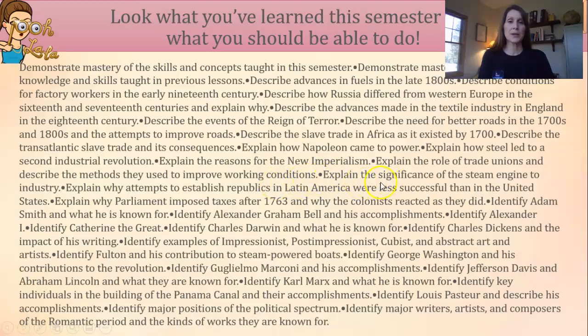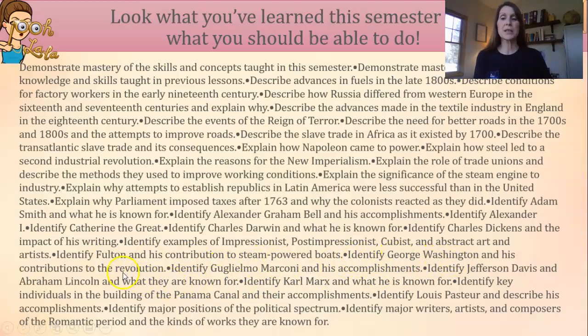I'm losing my place here. Explain the significance of the steam engine to industry, and why attempts to establish republics in Latin America were less successful than in the United States. Explain why Parliament imposed taxes after 1763 and why colonists reacted as they did. Identify Adam Smith and what he was known for. Identify Alexander Graham Bell and his accomplishments. Identify Alexander I, Catherine the Great, Charles Darwin, Charles Dickens, and the impacts of his writing. Identify examples of Impressionists, Post-Impressionists, Cubists, and abstract art and their artists. Identify Fulton and his contributions to steam-powered boats.